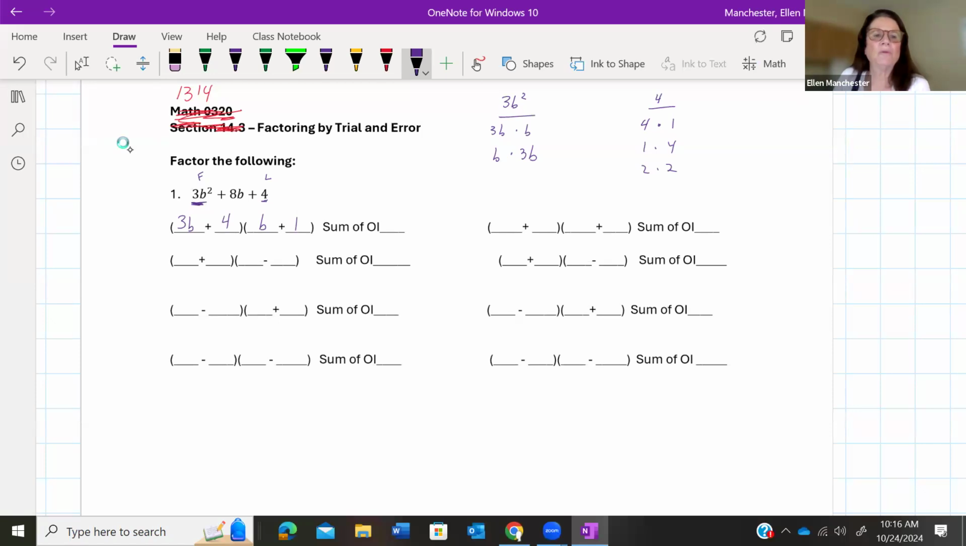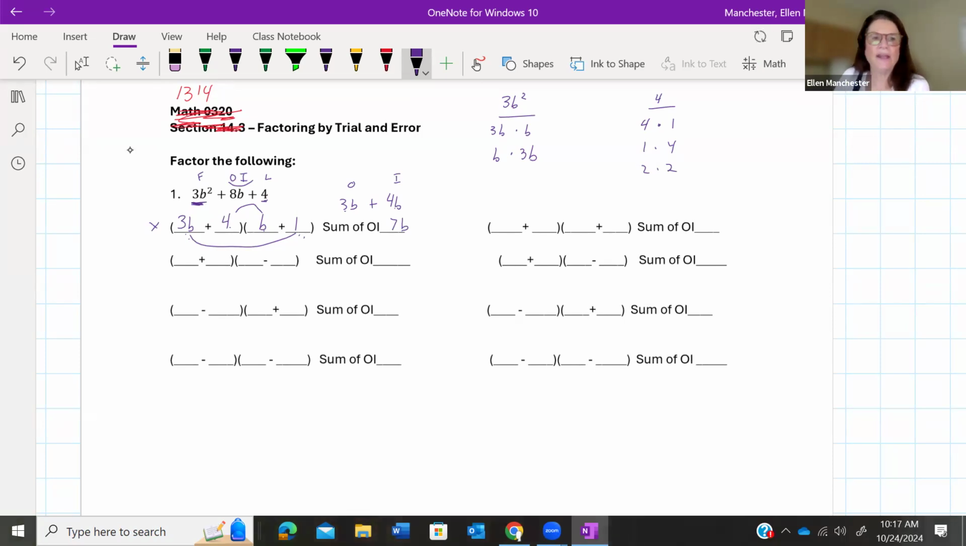And you do that by multiplying the outside. So the outside is 3b times 1. So that's 3b. That's this one right here. And then the inside is 4 times b. So this is the outside and the inside, this middle term. Okay, so we have 3b as the outside plus 4b as the inside. So 3b plus 4b is 7b. So this one is not going to work. We want it to equal 8b.